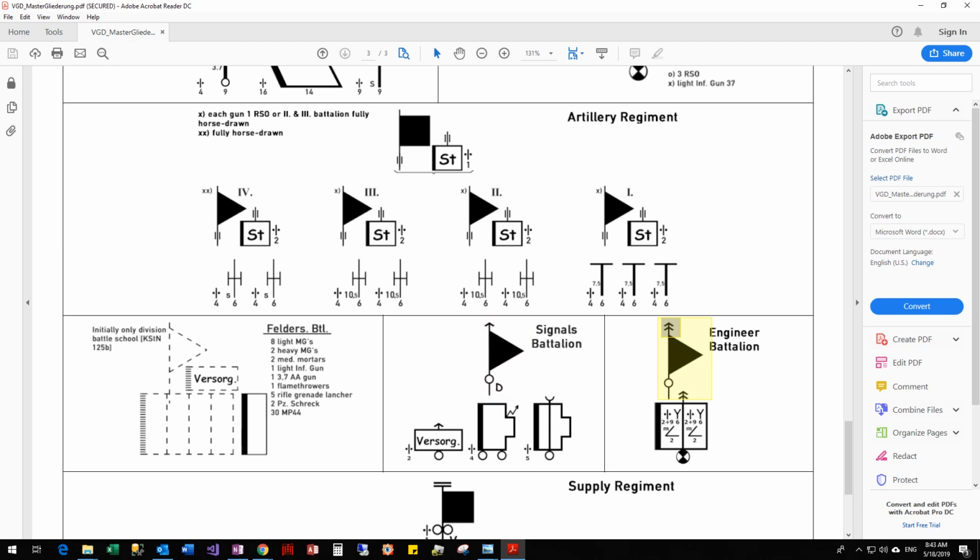The circles under the companies here represent that it's motorized. 2 circles represent motorized. 1 circle here represents partially motorized, and that's why the stem of the battalion flag has a circle representing partially motorized, because some of the units are motorized and some of the units are partially motorized.